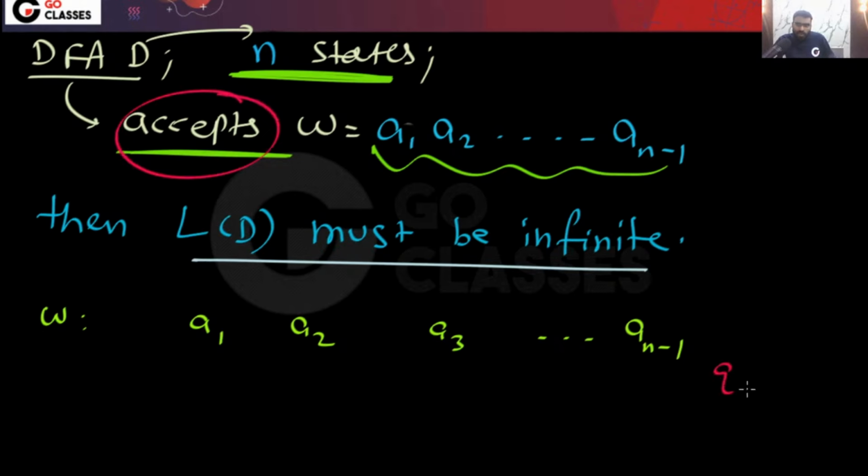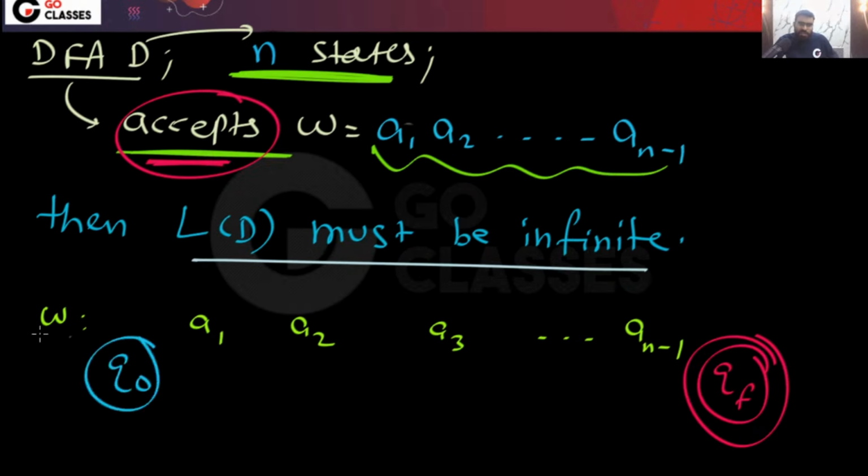You are accepting this string, so at the end you are in the final state. Initially you are in the initial state. Now, if you want to avoid the loop from the initial state to this final state, what do you need to do? You need to use all new states. Keep using new states. But if you keep using new states, then this will be what?